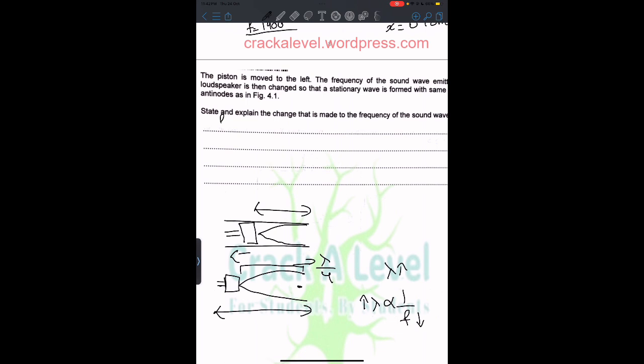We said the frequency will decrease. Again, please write it in full form. I'm just writing in bullet points. Why? Because the wavelength increases, and as they both are inversely proportional.